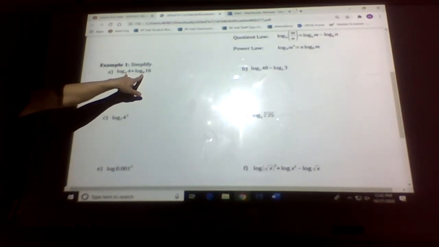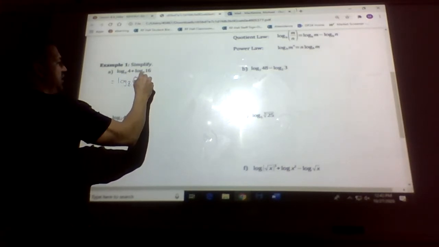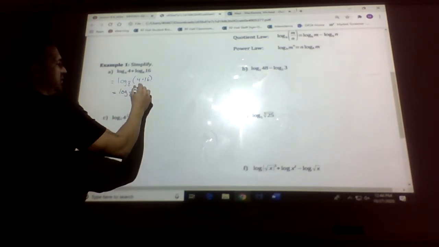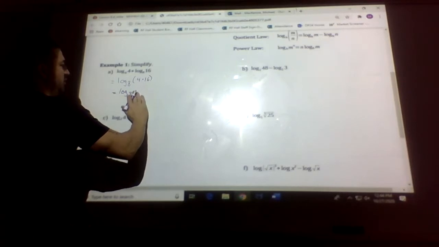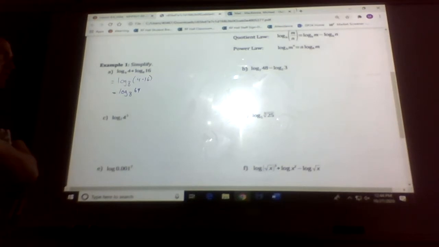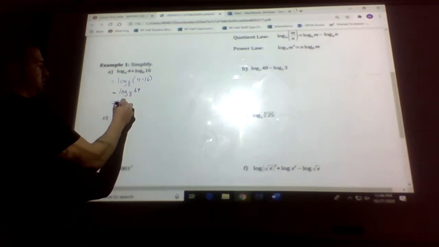Okay, so first, log base 8 of 4 plus log base 8 of 16. So here we have two logs with the same base, both are 8s. So what we can do is bring them together and multiply the 4 and the 16 together. So we have log base 8 of 4 times 16. That gives you log 8 of 64. Actually, I don't need the bracket anymore. 4 times 16 is 64. Now you can plug this into your calculator, or you can think about it. 8 to the power what will give you 64? And that answer would be 2.